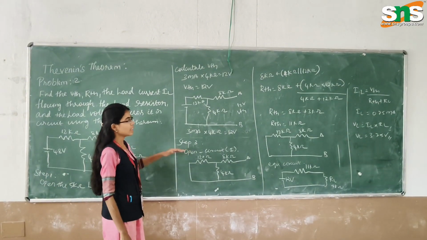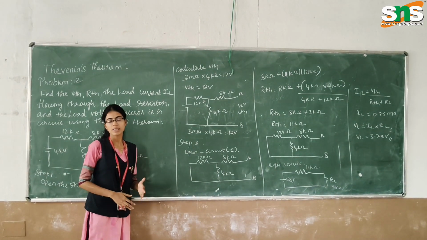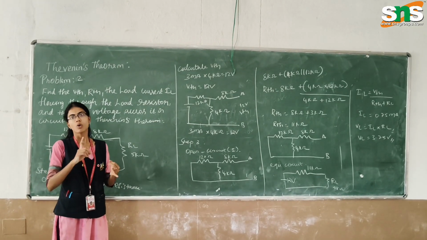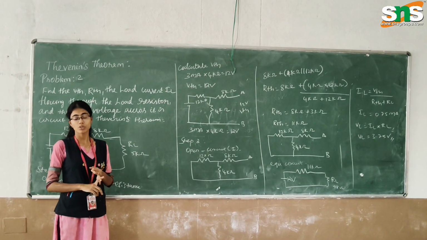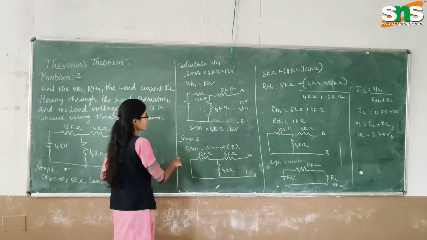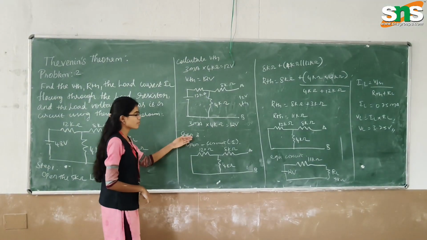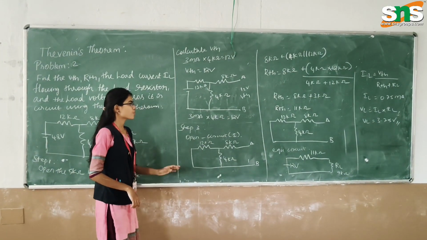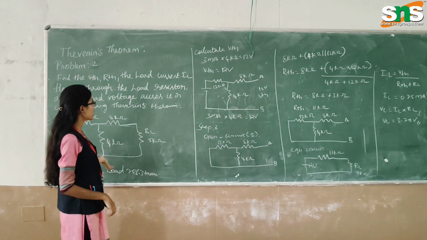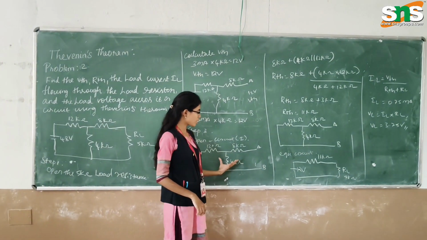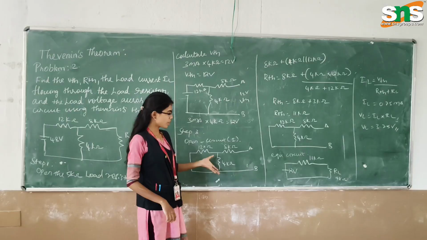In step 3, basically in Thevenin's theorem we have 3 procedures: open the load resistance, short circuit the voltage source, and open circuit the current source. So the first 2 steps are completed, and we are going forward to step 3. Open circuit the current sources. Here we don't have any current sources, so we don't have anything else to open circuit.